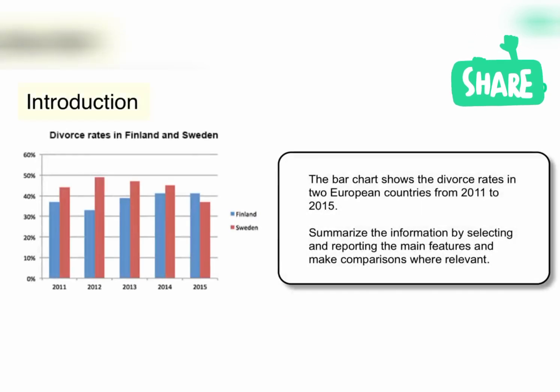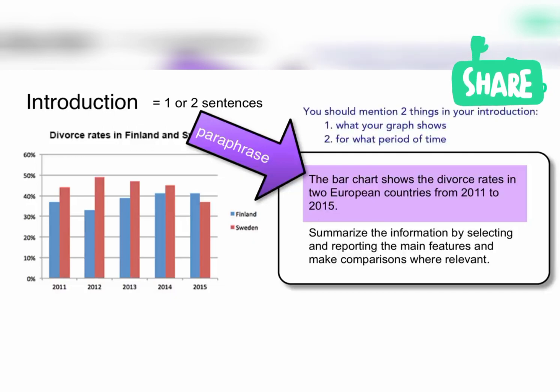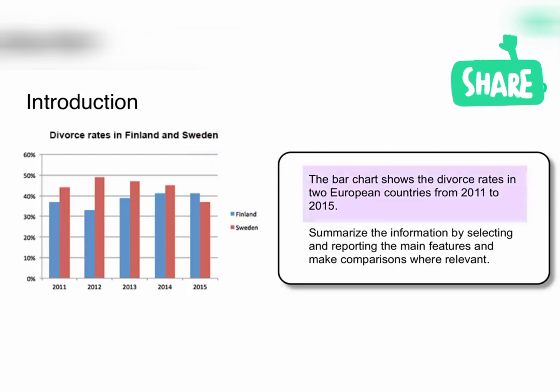And our first paragraph is an introduction. The introduction is 1 or 2 sentences where you simply paraphrase the information from your question. You should mention 2 things in your introduction: what your graph shows and for what period of time. So, instead of writing, the bar chart shows the divorce rates in 2 European countries from 2011 to 2015, we should write a paraphrased version of this information by using synonyms.